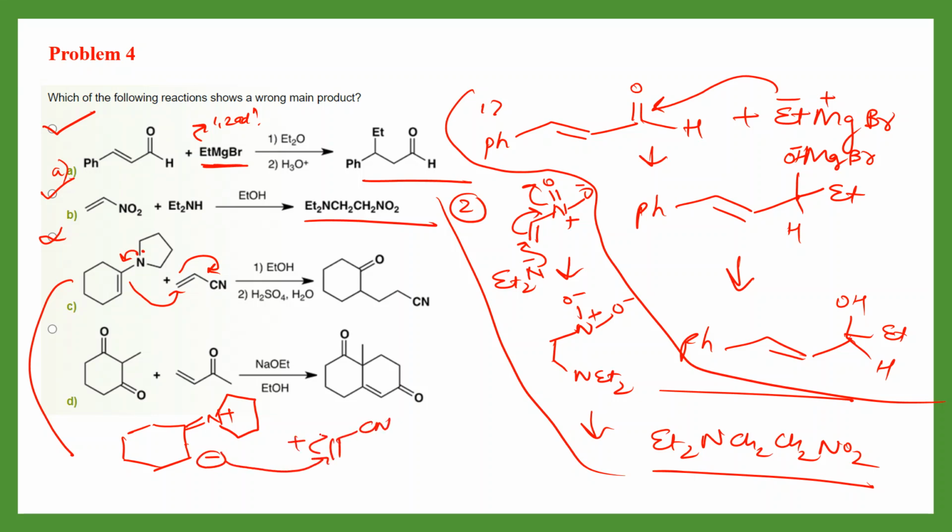So at last it will form this imine. This is an imine, okay? Iminium ion, sorry, I'm pronouncing it wrong. After hydrolysis, this forms a ketone, and this is going to attack here, and you will get this. So this is your correct product, okay? And for D, there is less space. Let me erase some part, okay?